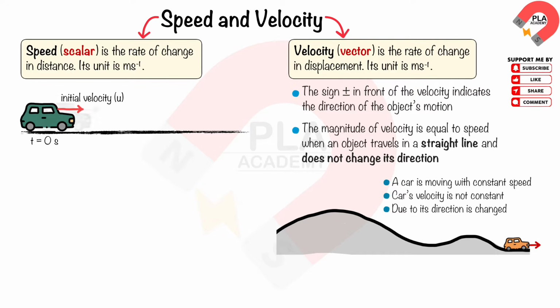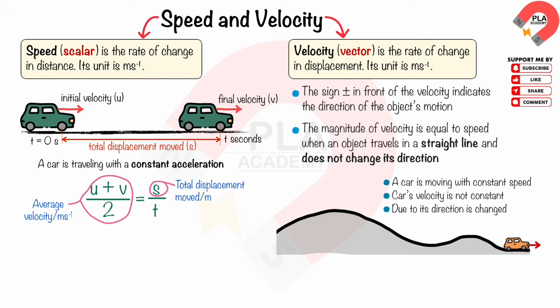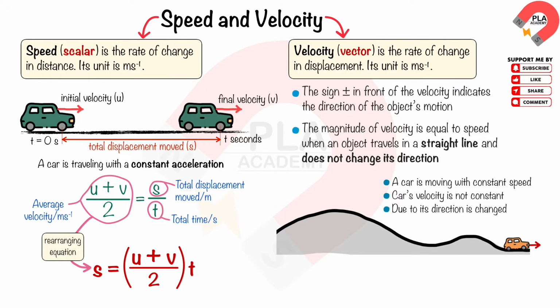A car is traveling at an initial velocity u for t seconds, reaches a final velocity v, and covers a displacement of s meters. Assuming constant acceleration, the average velocity is (u plus v) over 2. The total displacement moved is s meters. The total time is t seconds. The equation for displacement can be rearranged as s equals (u plus v) divided by 2, multiplied by t. This formula is used for only constant accelerated motion in a straight line.